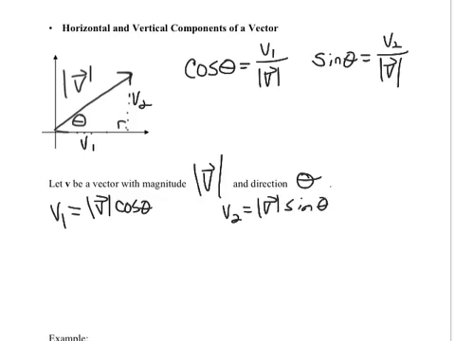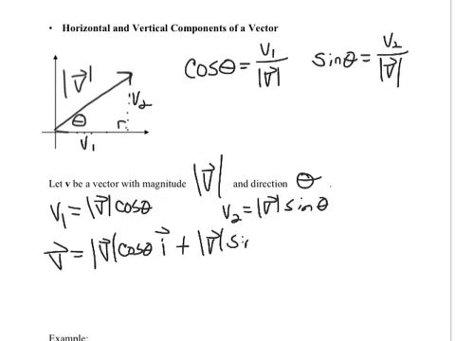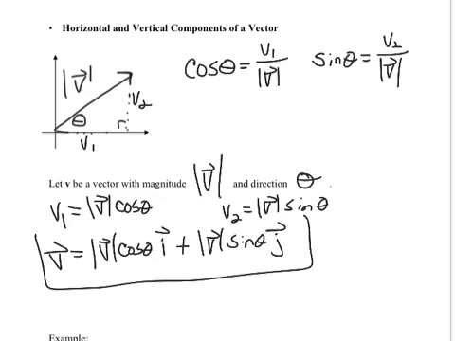I can represent this as a single vector in terms of i and j by writing this. Vector v is now going to be equal to the magnitude of v times the cosine of theta, and that is all in the i direction. That represents v1, and the magnitude of v times the sine of theta, and that's all in the j direction. That represents v2. So that's how you can write it in component form in terms of i and j.